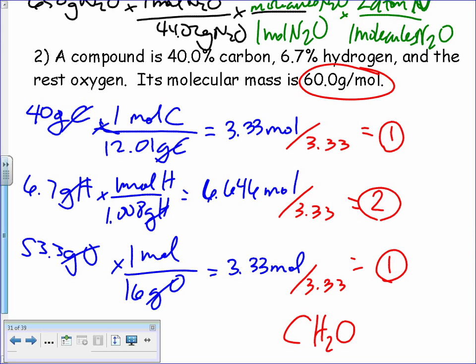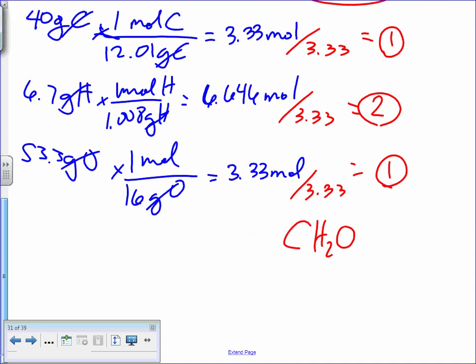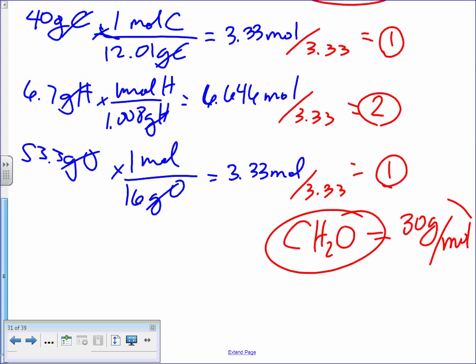This substance total weighs 60 grams. Well, this substance does not weigh 60 grams. What does this weigh? Add this up in your head. You do not need a calculator for this. How much does carbon weigh? So 12-ish plus 2 is 14 plus 16. 30 grams per mole. I'm expecting you can do simple addition in your head. Okay, 30 grams per mole. That is not 60, but how many times would 30 go into 60? Twice.